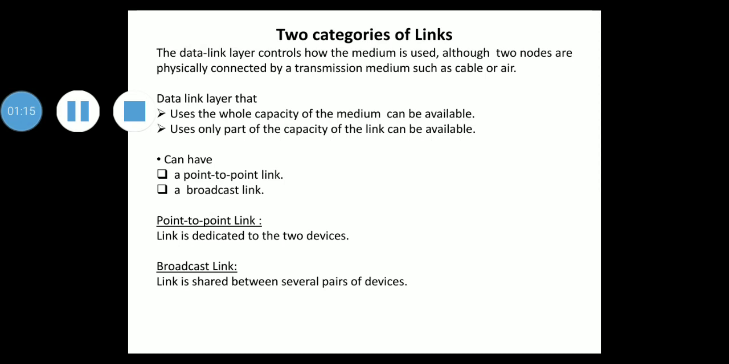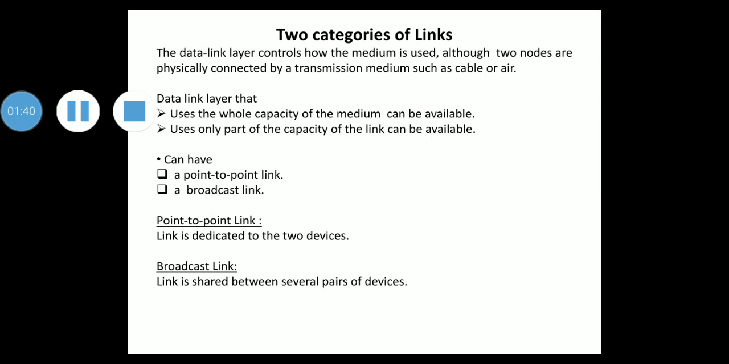So, in other words, we can have a point to point link or a broadcast link. If it is a point to point link, then the link is dedicated to two devices, whereas in a broadcast link, the link is shared between several pairs of devices.